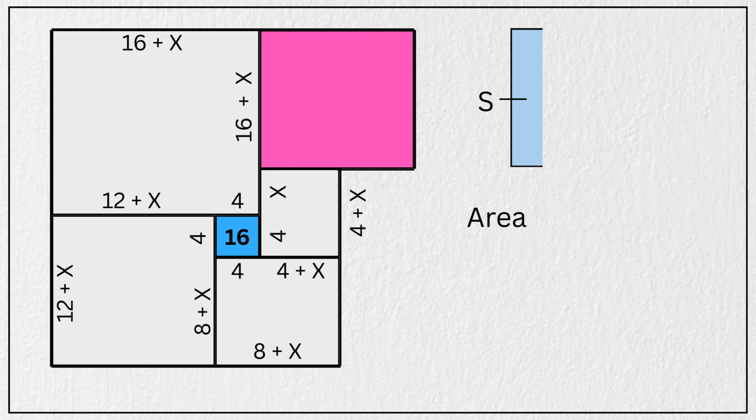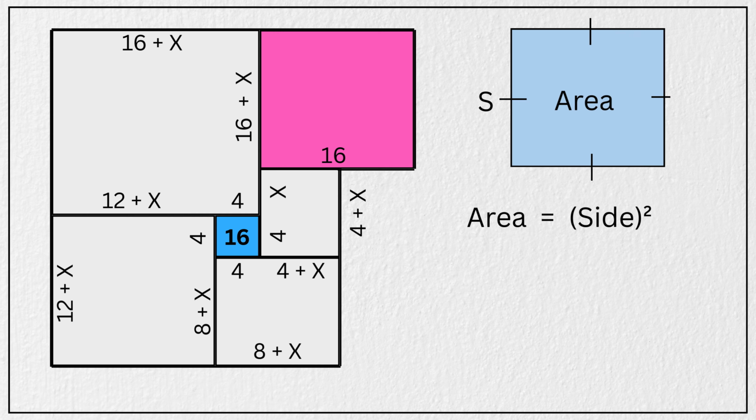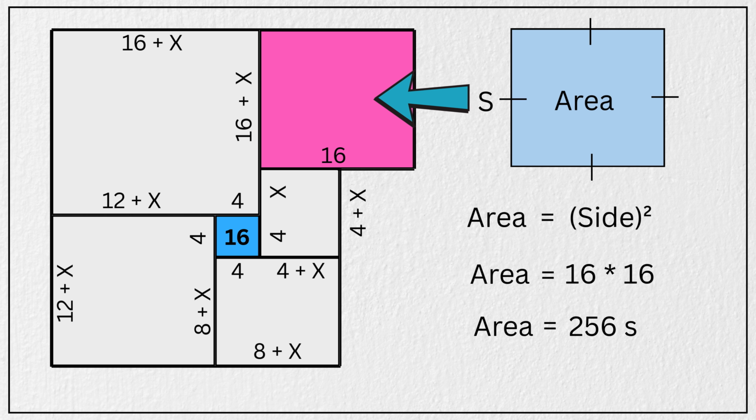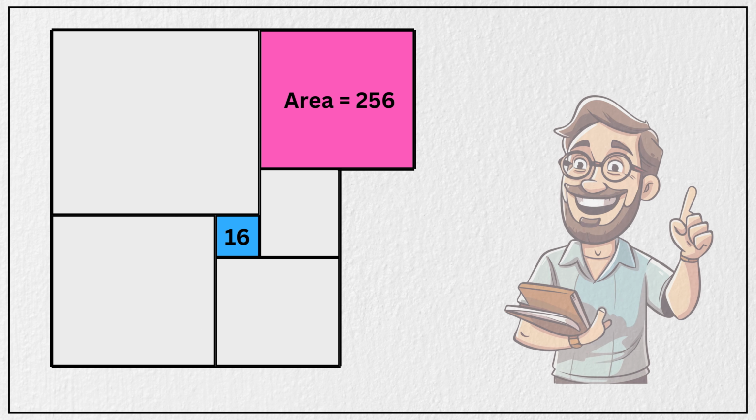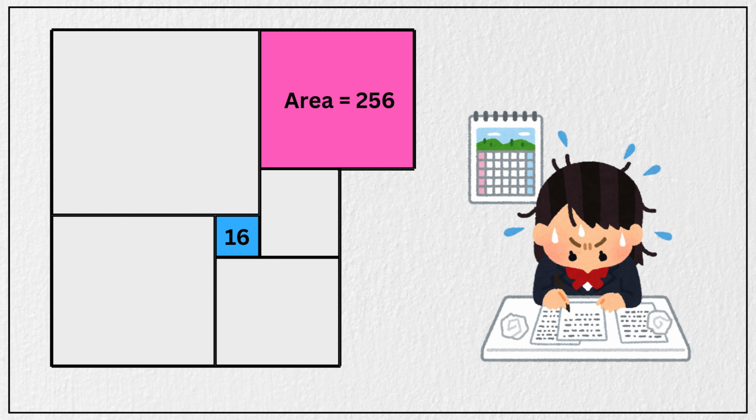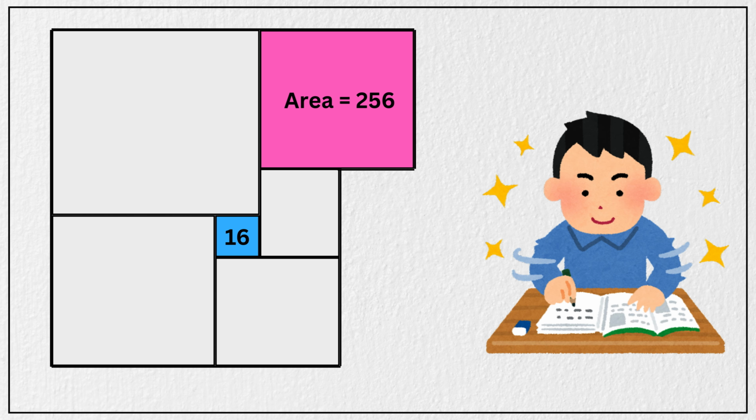We know that the area of a square is calculated by squaring its side. So substituting side equal to 16 units in the area formula, we have the area of this pink shaded square is equal to 16 multiplied by 16, which equals 256 square units. And that is our final answer. Pretty neat, right? What seemed complex at first turned out to be surprisingly simple in the end.